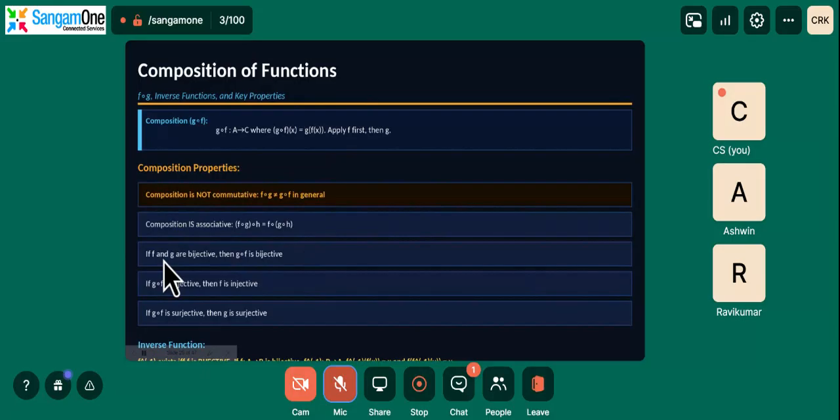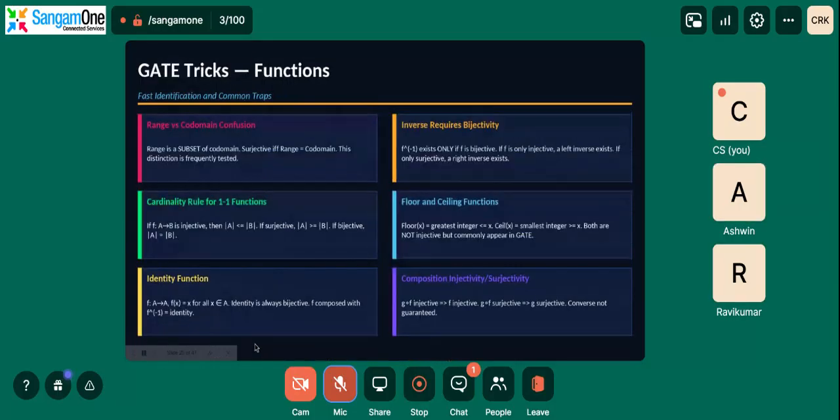If f and g are bijective, then g of f is also bijective, because both satisfy the bijective condition, as you studied earlier. If you have forgotten it, I will include that also. If g of f is injective, then f is injective. If g of f is surjective, then g is surjective.